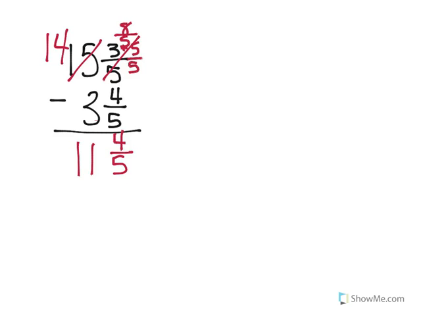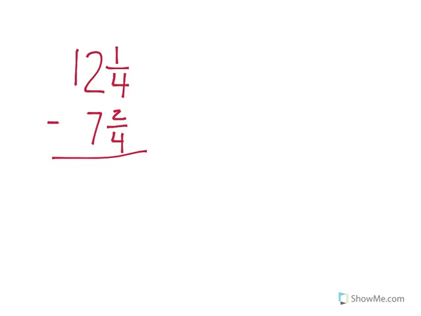Okay, now we're going to do another problem. I am going to do 12 and 1/4 minus 7 and 2/4. And I notice they have a common denominator. You're welcome for that. So we don't have to find the common denominator, of course, but I do need to go ahead and subtract 1/4 minus 2/4.